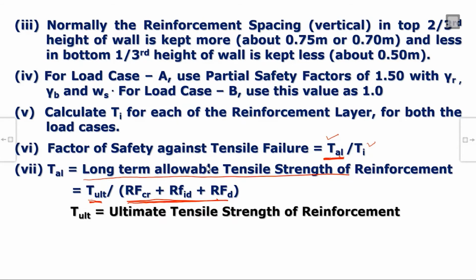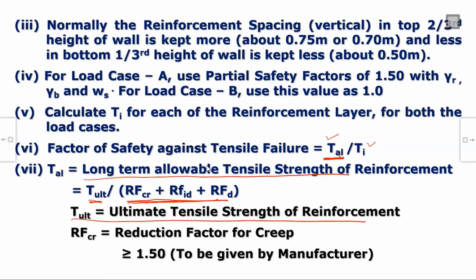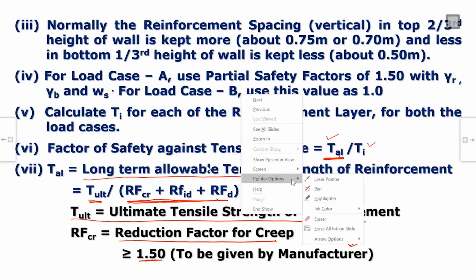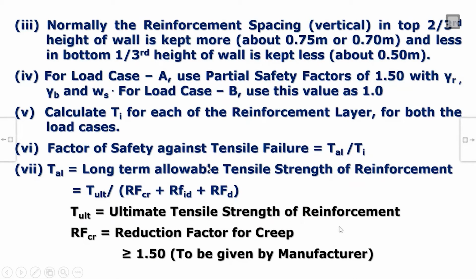What are those reduction factors? First, T ultimate is ultimate tensile strength of reinforcement. RF CR is known as reduction factor for creep. Creep will happen in the future. That time also it must be safe. So the reduction factor for creep, code says it should not be less than 1.5. And this value will be given to you by the manufacturer. What is the actual value? Otherwise, we have to do the creep test, which is a long test, very difficult. But the manufacturer gives you. He is supposed to specify what the creep reduction factor is.